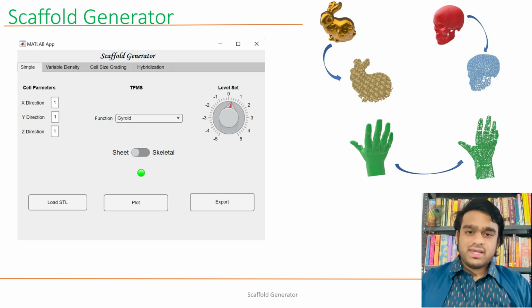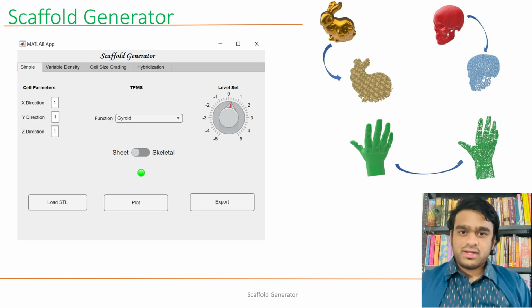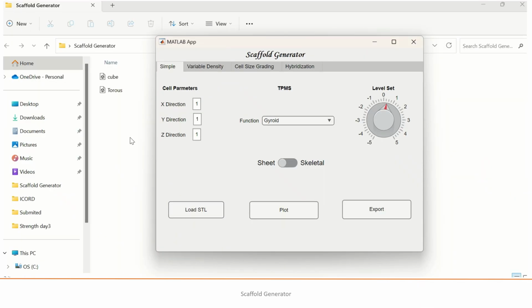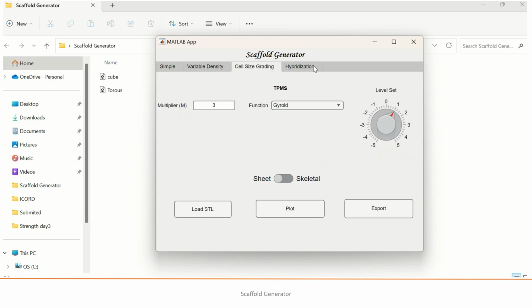It is very easy to use, and the UI was designed in such a way that even a simple person can use it. If you have the STL file of your object, you can simply take it, give the required TPMS to infill it depending on what you want, and you get the required structure. So now you can see the UI of the scaffold generator. First we need to input our STL file. Even before that you can see all the required functions like variable density, cell size grading, hybridization.